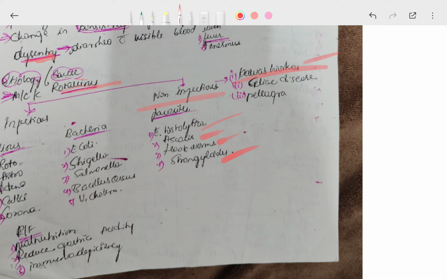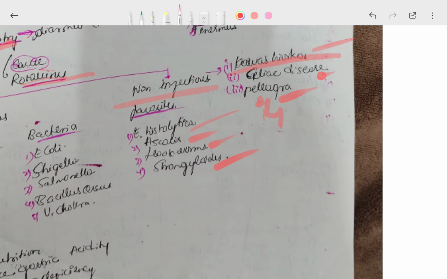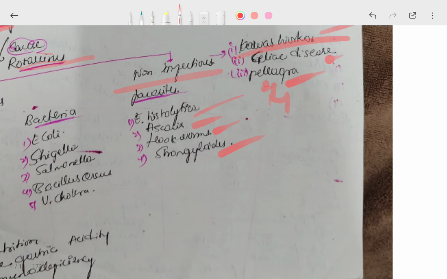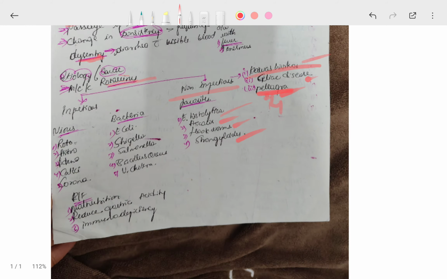Then coming to non-infectious causes, it may be because of kwashiorkor, which is protein energy malnutrition in children under 5, and celiac disease or pellagra. In pellagra there are 4 Ds: diarrhea, dermatitis, dementia, and lastly death. In pellagra also you'll see diarrhea.